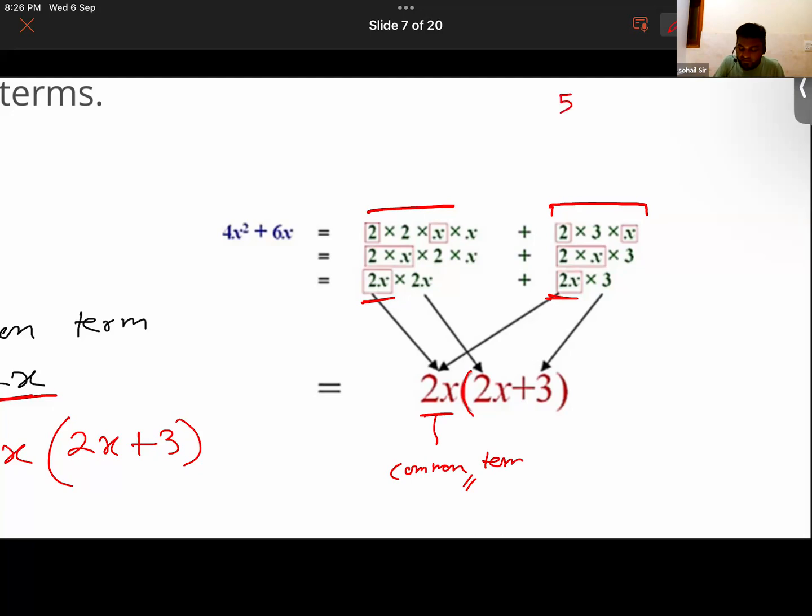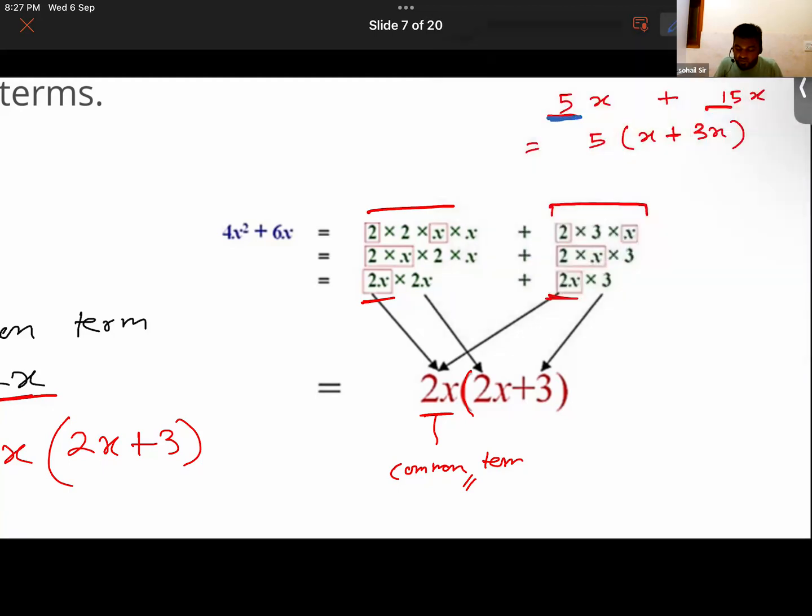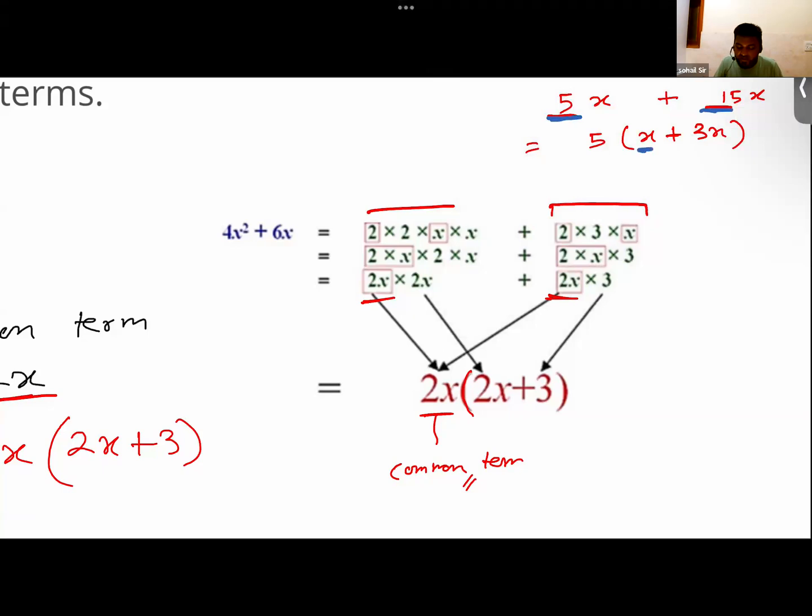Look, let's say it is 5x and let's say it is 15x here, and they are in addition. So you can write it like this: 5 into x plus 3x. You take 5 common in both of them. 5 is common in both of them, so you will be writing x and 3x in the bracket. This is the same thing which we have done here.